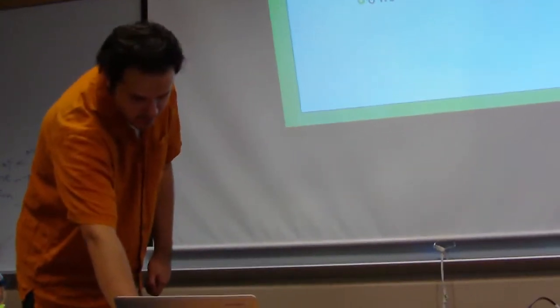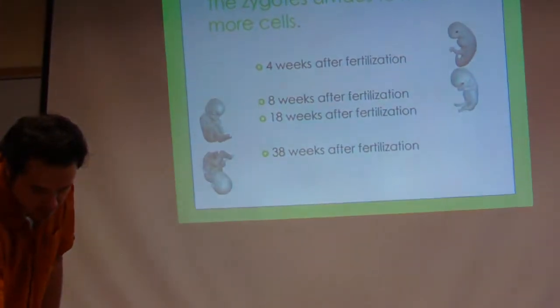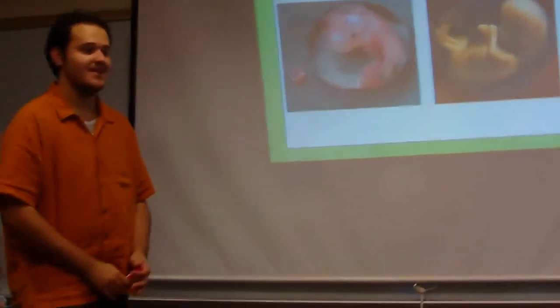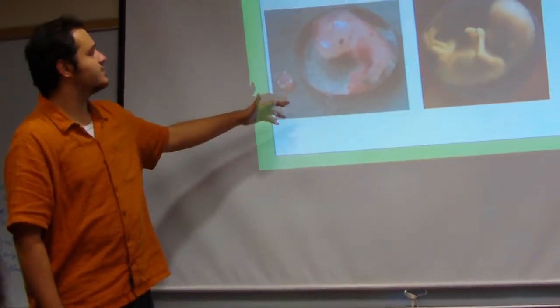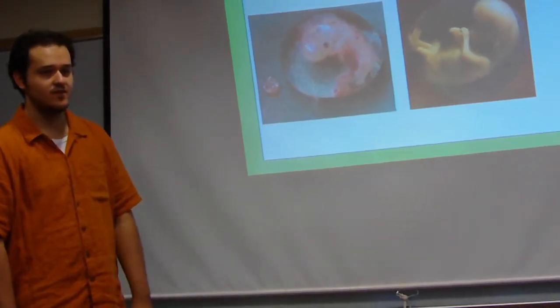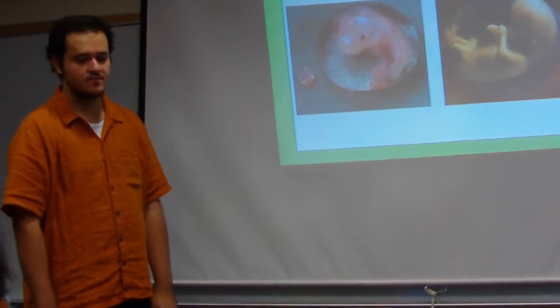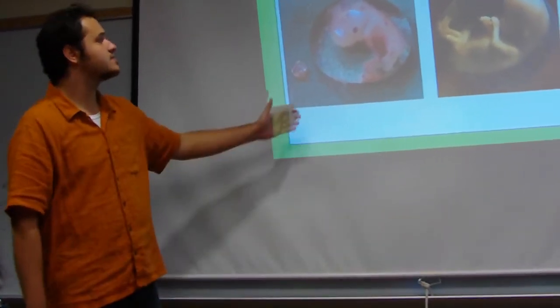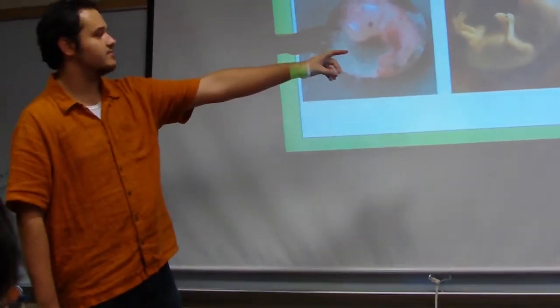After 4 weeks, after 8 weeks, 20, then 38. Embryo and fetus. An embryo is 4 weeks old. It is the zygote after 4 weeks. After that, it will become a fetus.